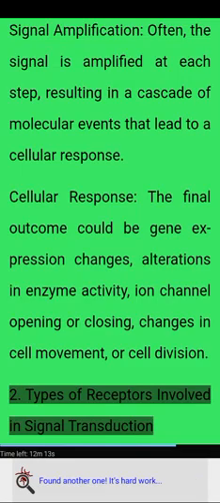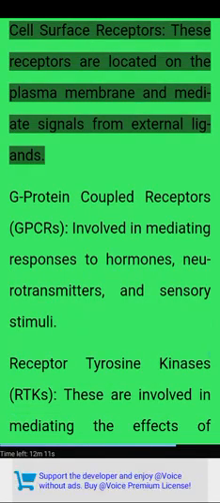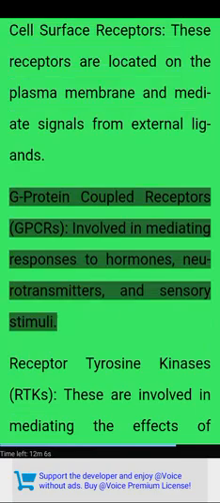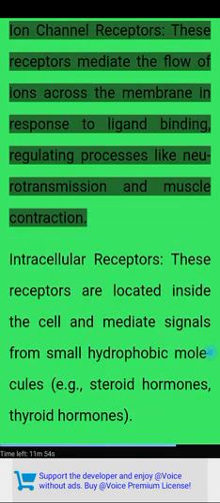2. Types of receptors involved in signal transduction. Cell surface receptors. These receptors are located on the plasma membrane and mediate signals from external ligands. G protein-coupled receptors, GPCRs, are involved in mediating responses to hormones, neurotransmitters, and sensory stimuli. Receptor tyrosine kinases, RTKs, are involved in mediating the effects of growth factors and other signaling molecules, activating downstream signaling cascades via phosphorylation of tyrosine residues.